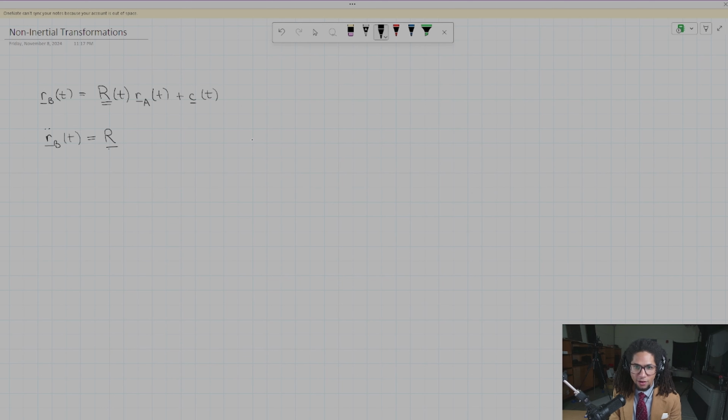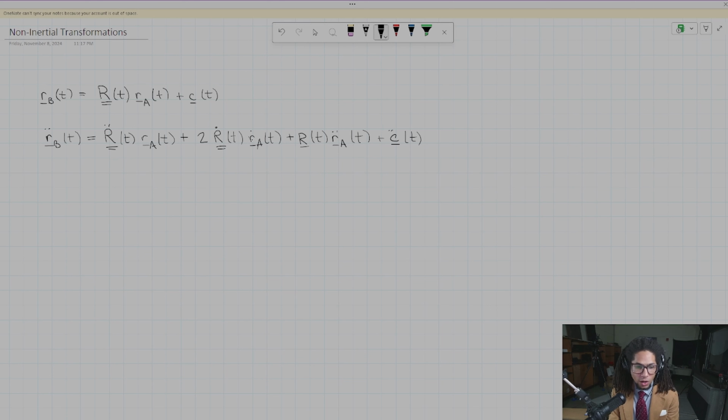All right, so we'll have R double dot of t will be the first term times RA of t plus 2, because the cross terms, there will be 2 of them, R single dot of t, RA dot of t plus R of t, RA double dot of t plus C double dot of t. Good.